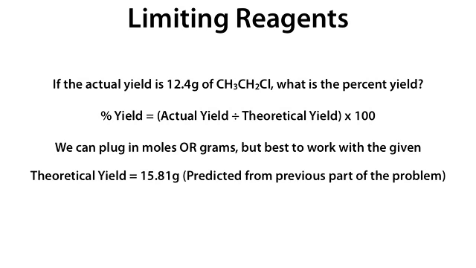Our theoretical yield is 15.81 grams, which we predicted from the previous part of the problem, and we just plug in everything from there. Percent yield is equal to 12.4 grams divided by 15.81 grams times 100, which is 78.43% yield.